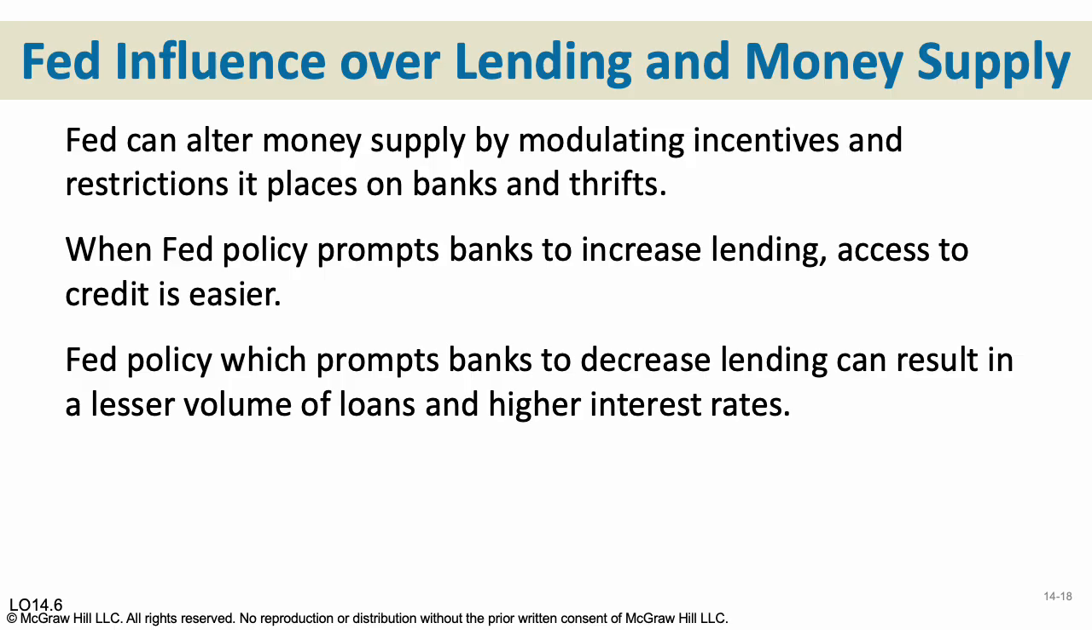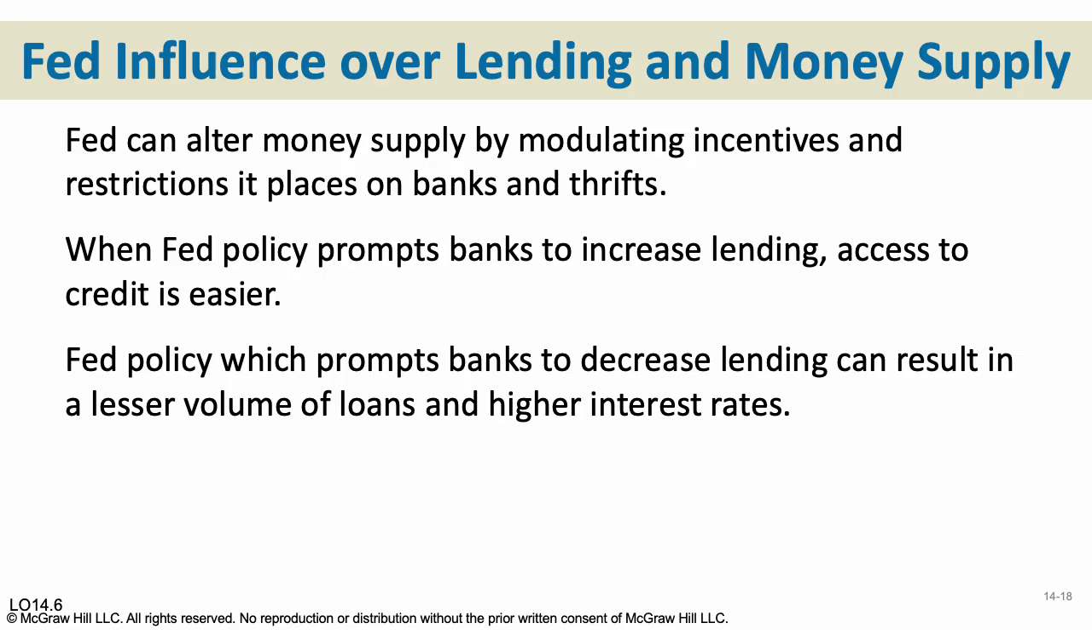The Fed also can do things such as alter the money supply by modulating incentives and restrictions it places on banks and thrifts. So what this means is they could put more restrictions on banks to reduce the money supply, or less to increase it. If Fed policy prompts banks to increase lending, access to credit's easier, there's more money in the economy, and vice versa. If banks decrease lending, we have less loans, higher rates, and less money in the economy.